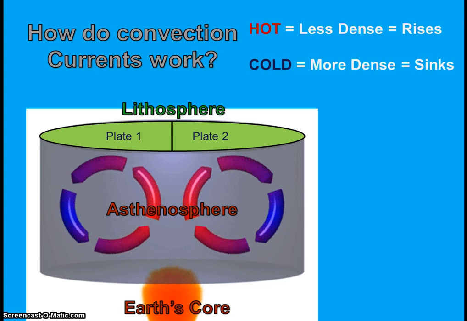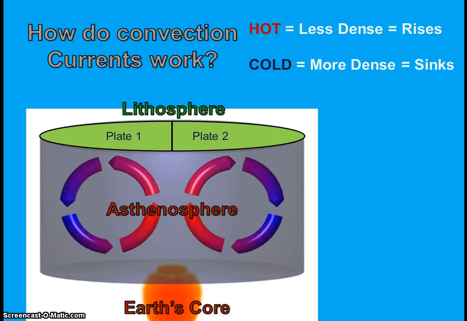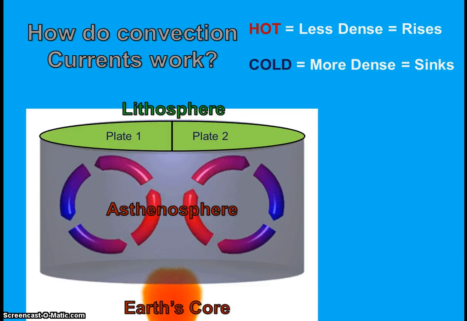So this just shows you an animation of what it would be like. So here's Earth's core. That would be like the light in the lava lamp, and then it's heating up the rock. You see the red arrows rising up. As they get to the top, to the surface where plate 1 and plate 2 are, it cools and then it goes back down into the mantle.